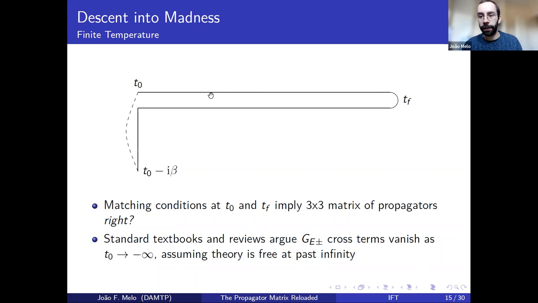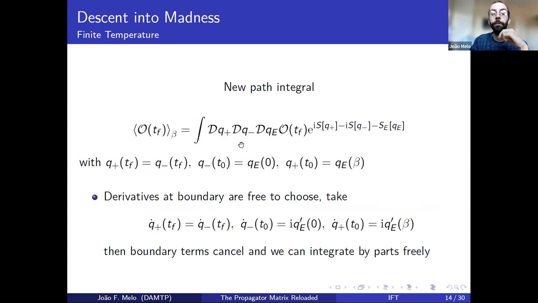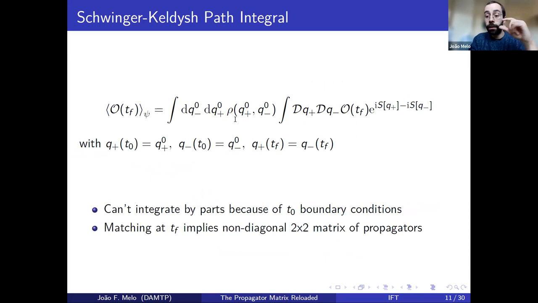Go for it. Yes, sorry to interrupt, but I was a bit lost. Can you remind us again why you have a new branch here on your integration contour, the one on the imaginary axis? It comes from implementing in practice this i epsilon prescription. Can you repeat the arguments? The imaginary contour comes from the finite temperature state. So now I'm inserting, instead of this rho that I'm putting, e to the minus beta H. And the way that I code this e to the minus beta H is by putting this evolution in imaginary time.